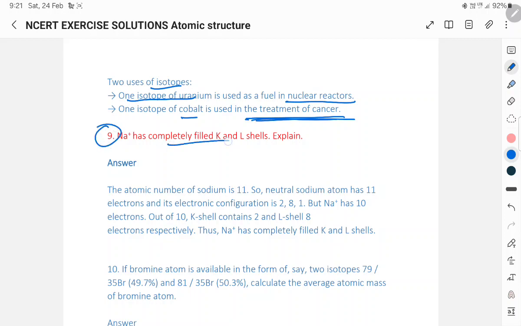Na⁺ has completely filled K shell and L shell. Explain. Atomic number of sodium is 11, so the neutral atom has 11 electrons and its electronic configuration is 2, 8, 1. But Na⁺ has 10 electrons. Out of 10, the K shell can contain 2 and the L shell 8 respectively. Therefore, Na⁺ has completely filled K and L shells, right?